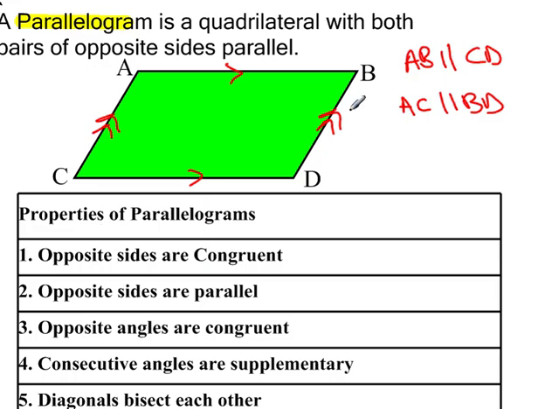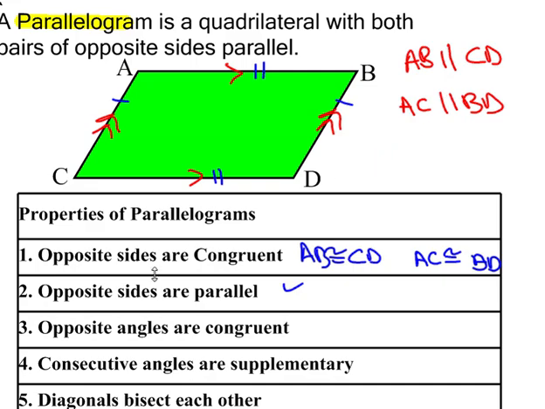Not only are the opposite sides parallel, which is property 2, but the opposite sides are also congruent. So in addition to the opposite sides being parallel, the opposite sides are also congruent. So what that means is AB is also congruent to CD, and AC is congruent to BD. So this is congruent to this, and then this line is congruent to this line. And we already talked about the opposite sides parallel here.